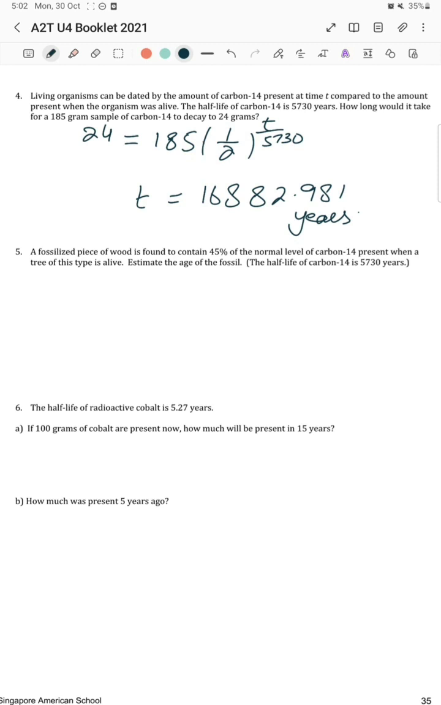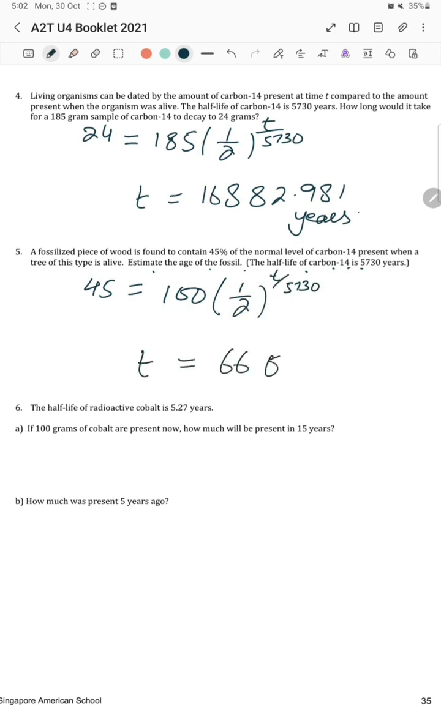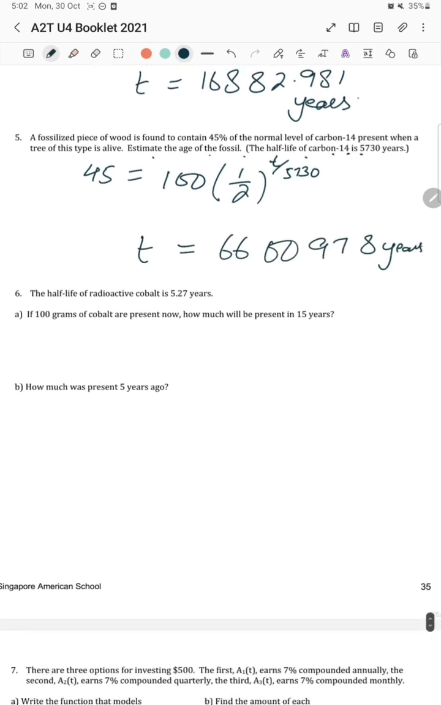A fossilized piece of wood is found to contain 45% of the normal level of carbon-14 present when a tree of this type is alive. So we need to estimate the age of the fossil. The half-life of carbon-14 is 5730 years. Okay, 45 is equal to 100 (1 by 2) to the power t over 5730. So t will be equal to 6600.97. I hope you can do the calculations now, as we're in the remaining portion.